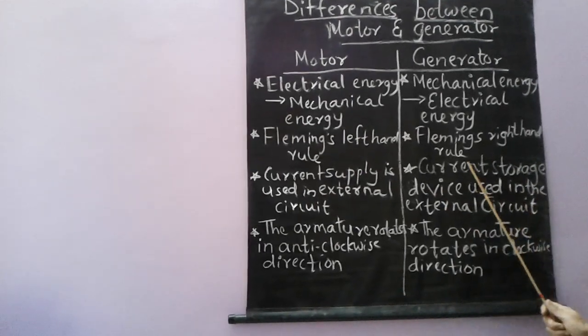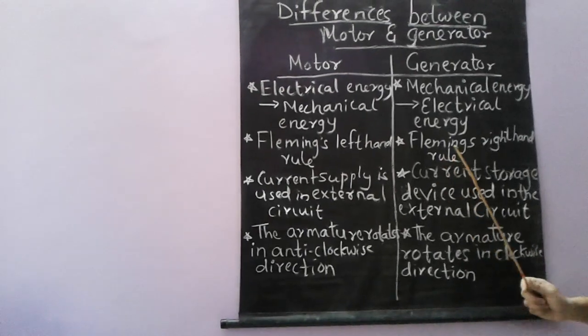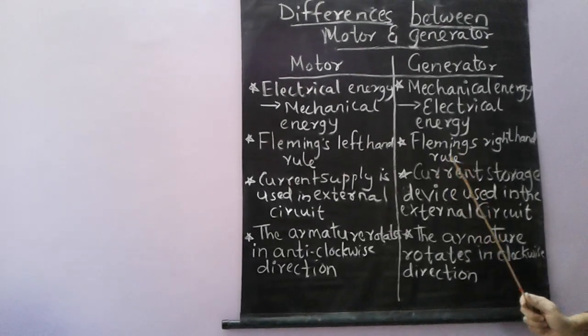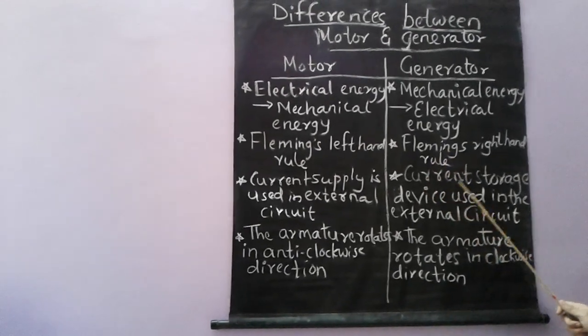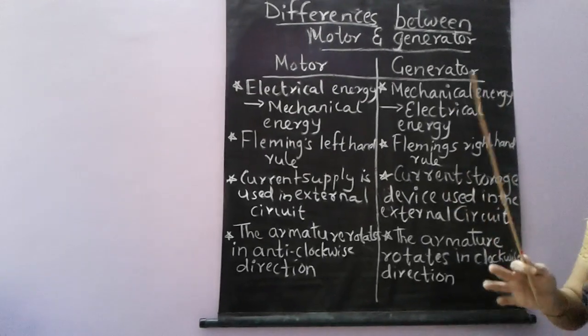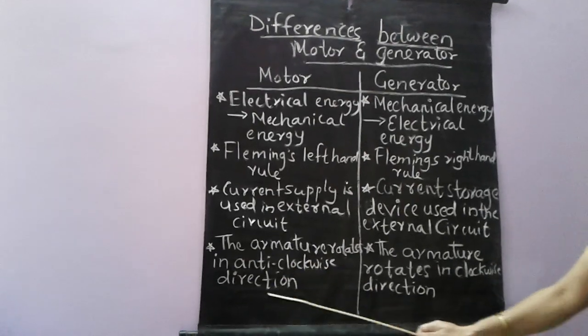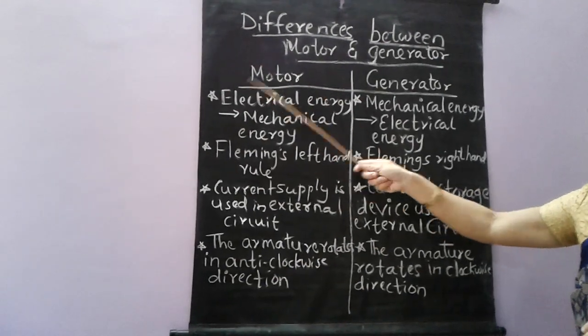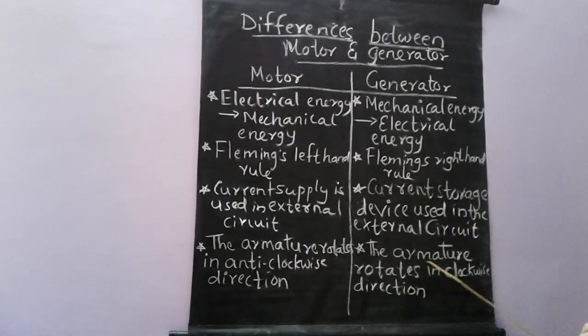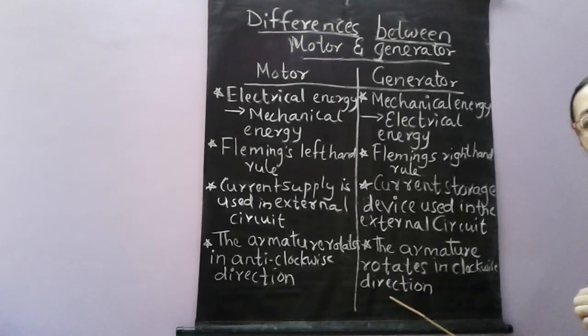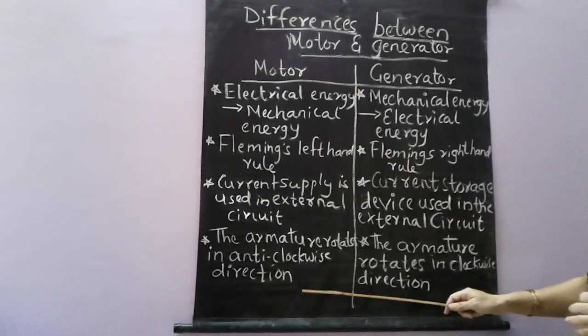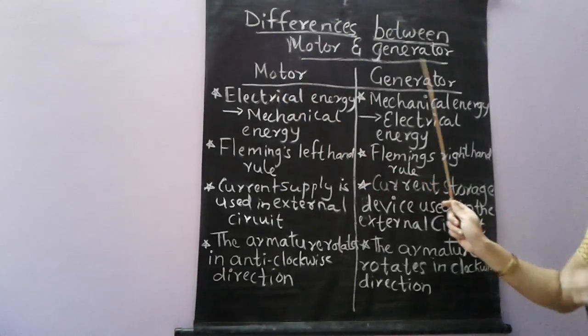So in the external circuit, either a galvanometer or a battery or a bulb is used to check the presence of the current or to store the current which is generated there. The armature rotates in anti-clockwise direction in case of motor, and in case of generator the armature rotates in clockwise direction. These are the main differences between a motor and a generator.